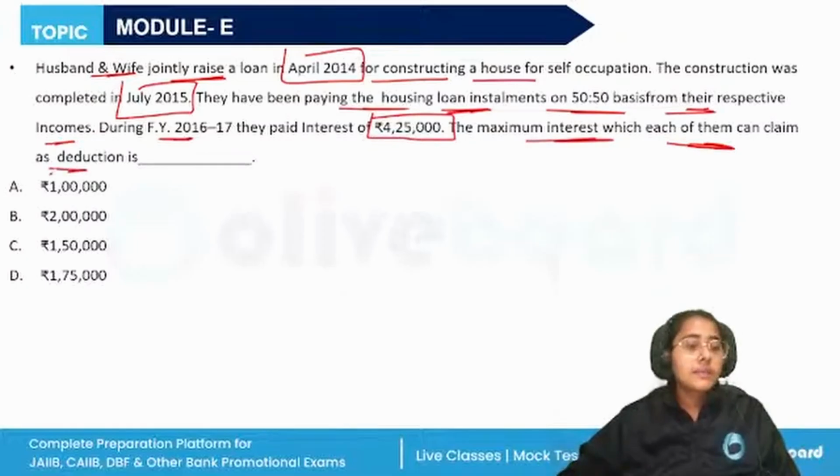Whether they can claim rupees 1 lakh, 2 lakh, 1,50,000 or 1,75,000 as deduction. They have paid interest of 4,25,000.